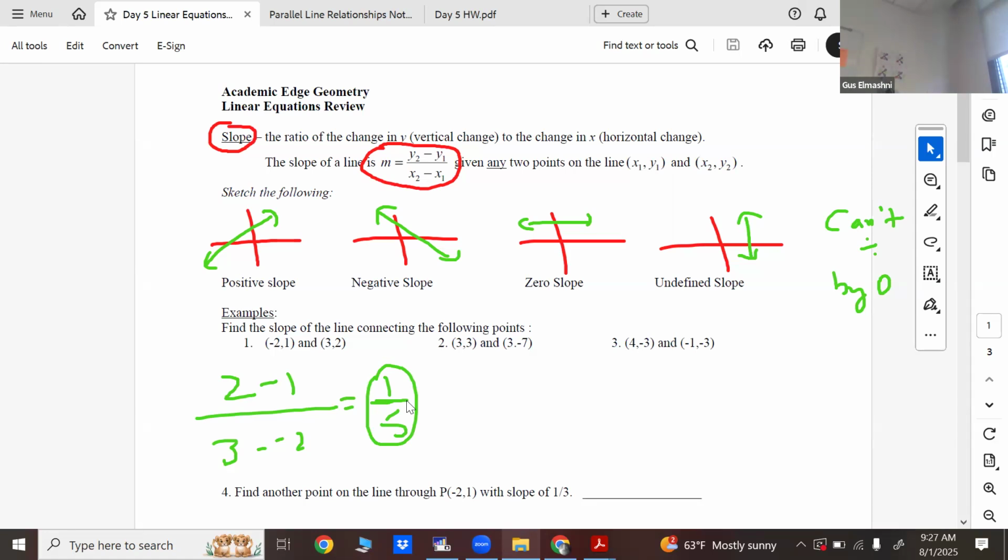Now, could I have reversed the order? Could I have done 1 minus 2 first and -2 minus 3? Yeah, it won't matter as long as you're consistent. If you want to go first point minus second point, I don't care. But you gotta be consistent. And of course, don't put x in the numerator one time and the denominator another, because it has to be rise over run. So what you're doing is you're looking at how y changes with x.